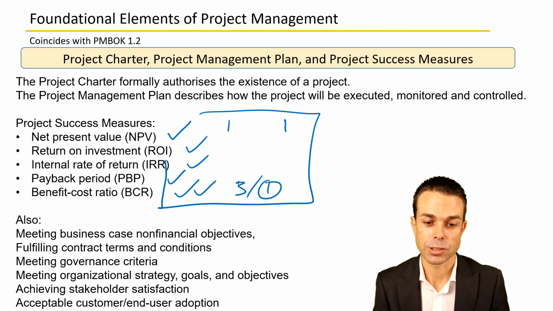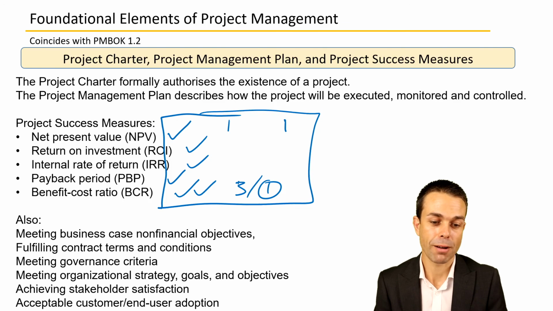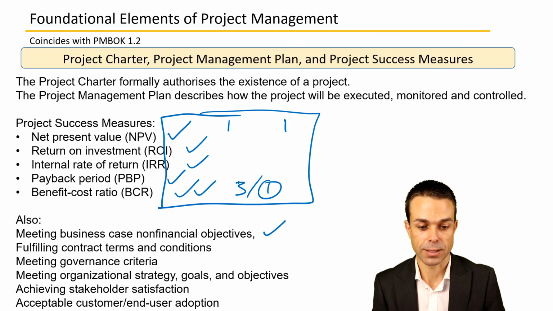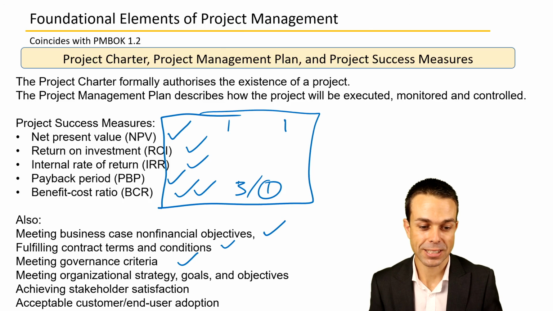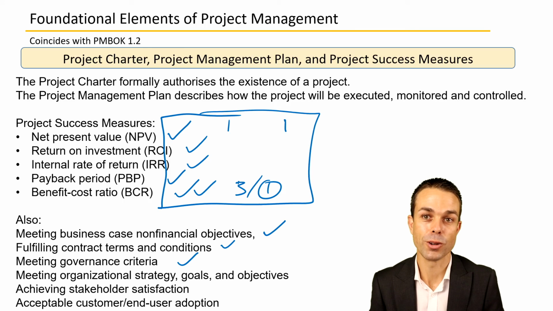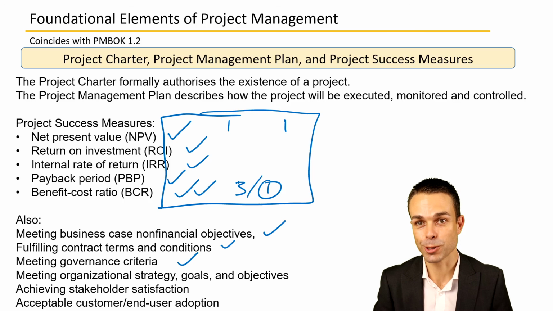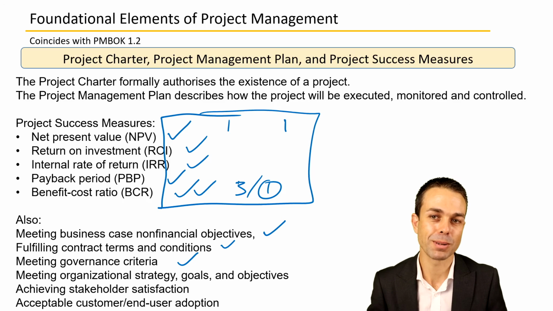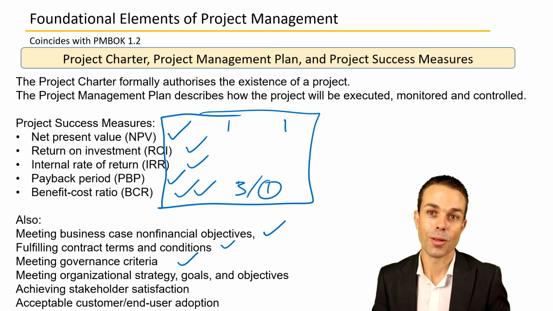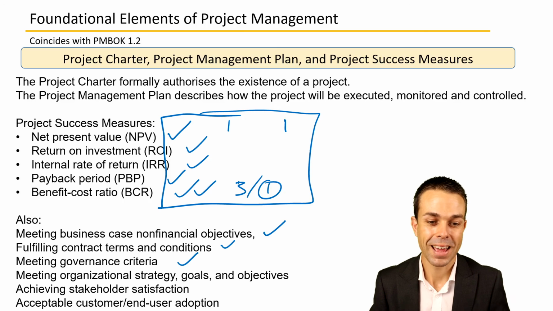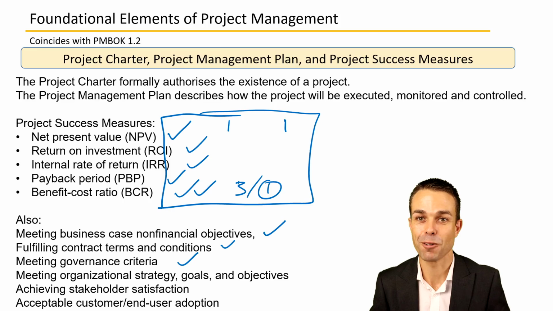But all of those are just numbers and numerical, financial objectives usually. We can also have things like meeting non-financial objectives, fulfilling contract terms or conditions, meeting governance or regulatory requirements, achieving stakeholder satisfaction, meeting organizational strategy or goals. All of these things could be non-monetary benefits that we're realizing at the end of the project, and those we can also include. They're harder to measure sometimes, but sometimes we do want to include those. And those are the project management business documents as part of our foundational elements of project management.